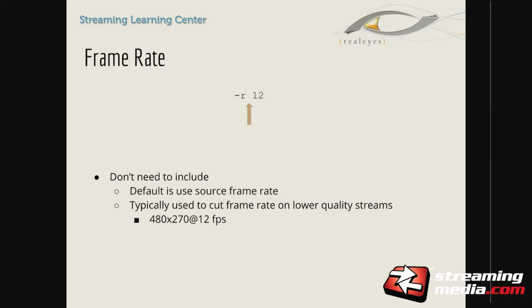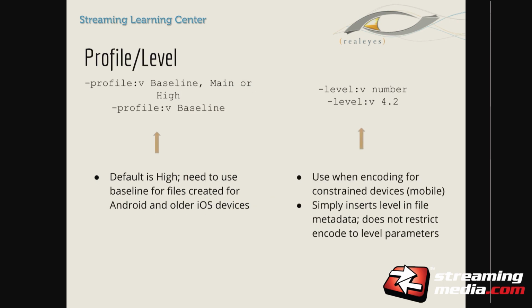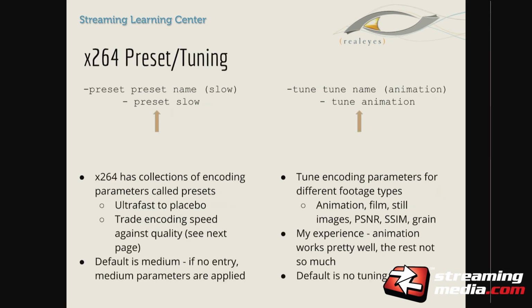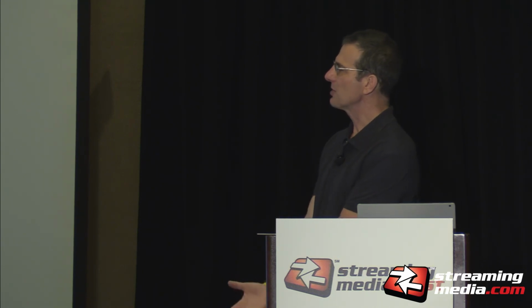Frame rate's a simple one. -r, insert your target. If you're specifying the profile and level, these are pretty simple ones as well. Just profile:v for video, baseline, main, or high. Obviously, we're talking about H.264 here, and level is the command structure on the right. That's pretty straightforward. And same deal with tuning. FFmpeg uses x264 and x265. You control a lot of different parameters. We'll see what those are in a second, using different presets. And you can also tune, although I don't typically recommend tuning.